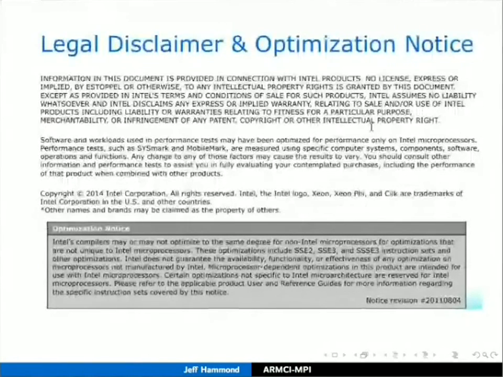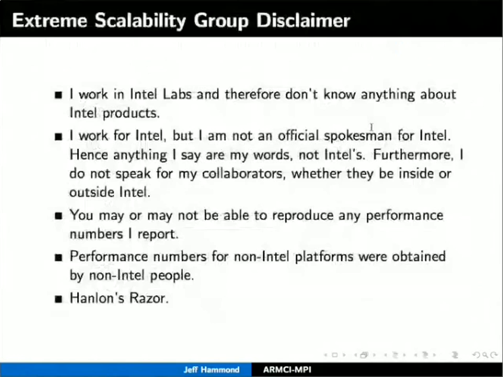So you guys are probably familiar with this. It's a whole lot of fun. I'm not going to read it. It's not really pertinent to this talk, but it has to be there. I will say this one.